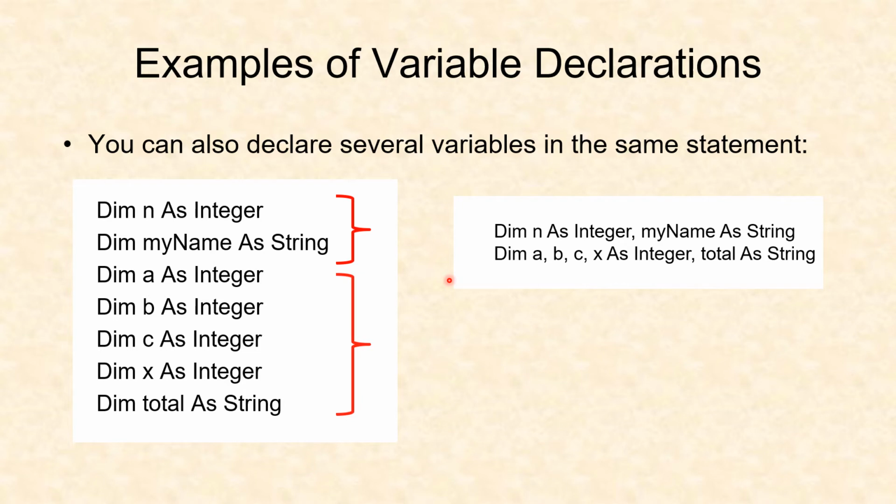And then notice that I have all of these statements, instead of saying dim a, b, c, and x, here I did the same thing. One dim statement, a comma, b comma, and so on, as integer. And then, to include this word total as string, I simply put a comma, and the dim statement still refers to that. Dim total as string. So you could type all of this separately, or you could shrink it down by doing this if you choose.